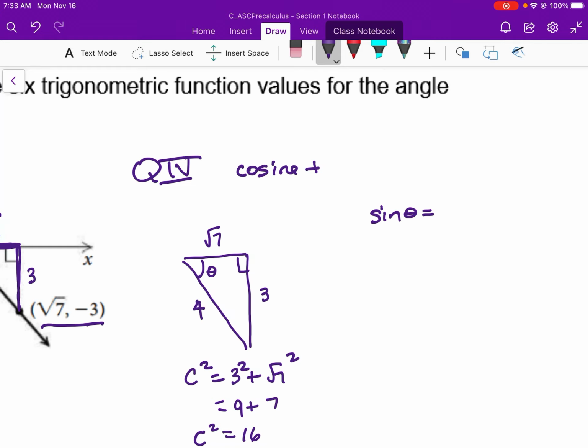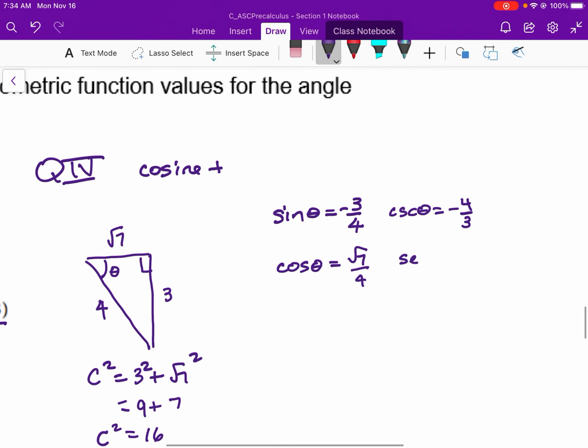So the sine of theta, opposite over hypotenuse, is going to be 3 over 4, but since it's in quadrant 4, it's got to be negative. Then the reciprocal of sine is cosecant, so that's going to be negative 4 over 3. Cosine is adjacent over hypotenuse, so that's the square root of 7 over 4, and it's the only positive one. So when I do secant, that's going to be 4 over radical 7, but I'm not allowed to have a radical 7 in the denominator, so that's going to be 4 radical 7 over 7.